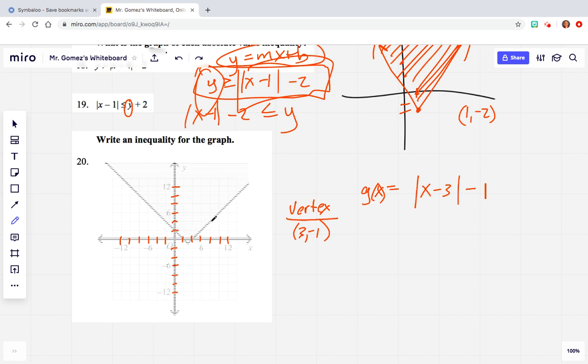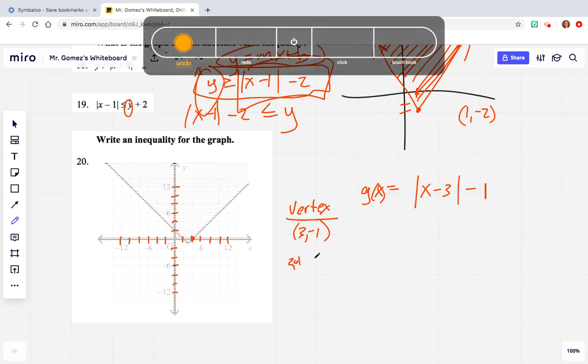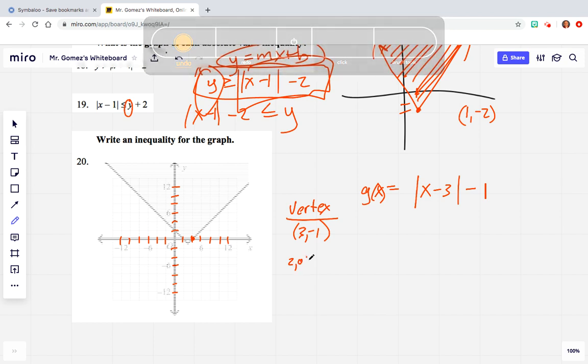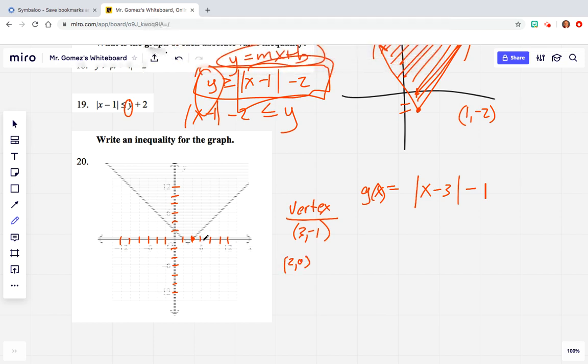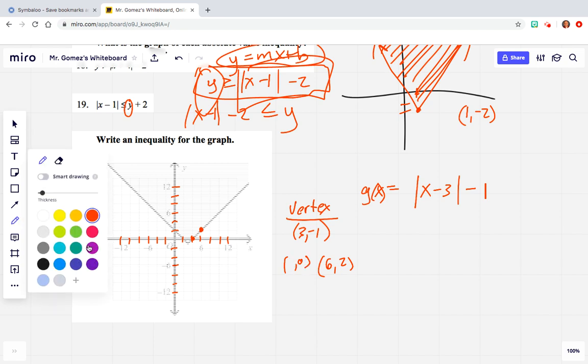So if I try to look at corners, I could see that there's a corner right here at (2, 0). Oops. I can see that there's another corner, you could say at (6, 1). Or sorry, not (6, 1), (6, 2), because again, each tick mark is 2 units. That's good to remember. Each tick mark is 2 units, so it wouldn't be (2, 0), it would be (4, 0).